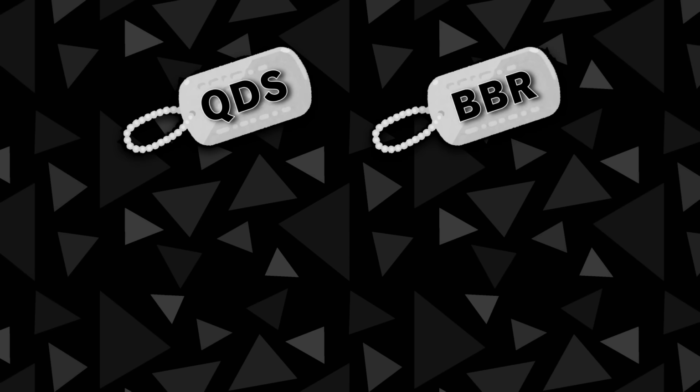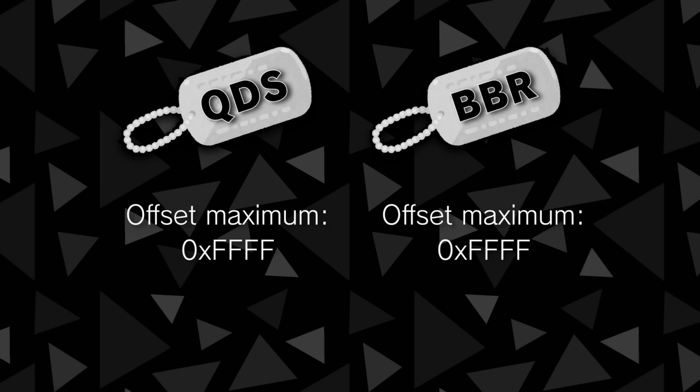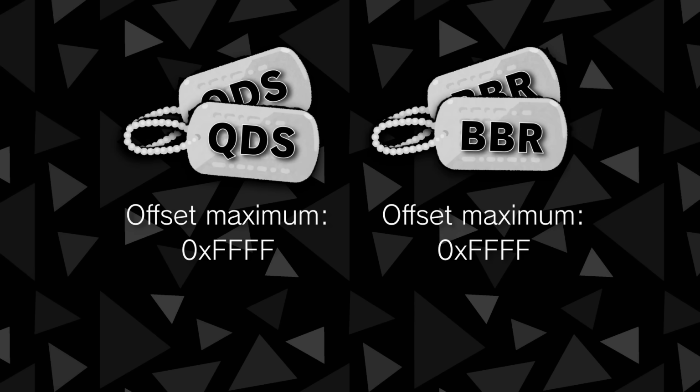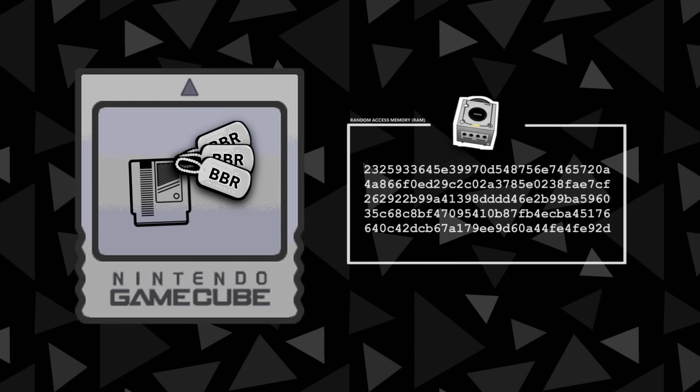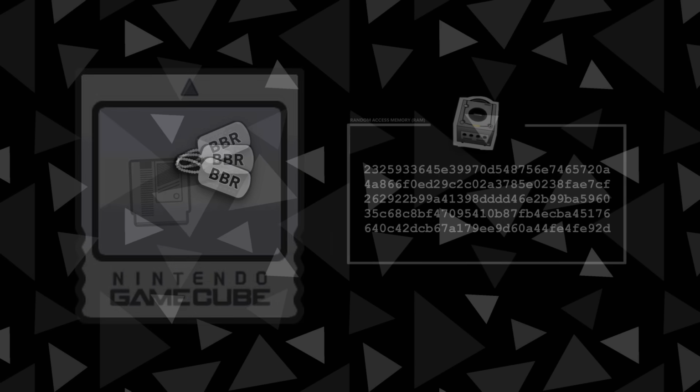The tags QDS and BBR are a little more promising in that, even though their offset maximums are limited to 16 bits, you can actually include multiple of these tags and their offsets get accumulated. This means we can just use multiple BBR or QDS tags to essentially offset to any memory value. And if this is sounding a bit too convenient, that's because it is.